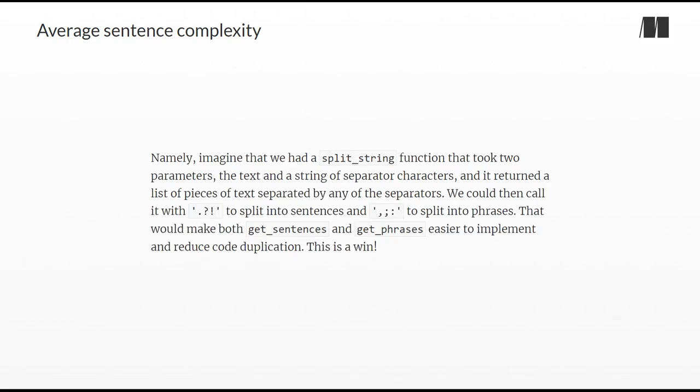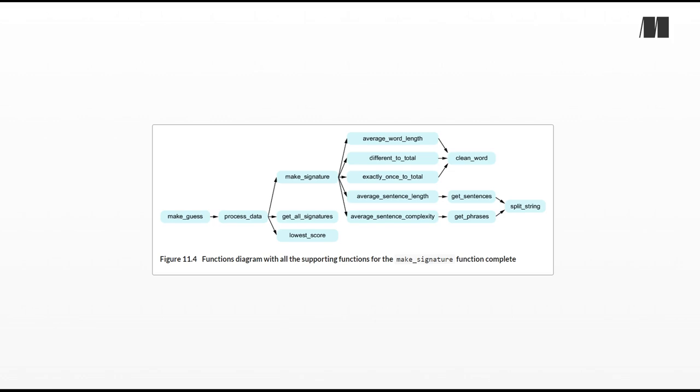Namely, imagine that we had a split-string function that took 2 parameters, the text and a string of separator characters, and it returned a list of pieces of text separated by any of the separators. We could then call it with period, question mark, exclamation mark to split into sentences and comma, semicolon, colon to split into phrases. That would make both getSentences and getPhrases easier to implement and reduce code duplication. This is a win. At this point, we've fully fleshed out the functions necessary to support the higher-level function makeSignature, as reflected in Figure 11.4. We'll next turn to the getAllSignatures function. Figure 11.4. Functions diagram with all the supporting functions for the makeSignature function complete.